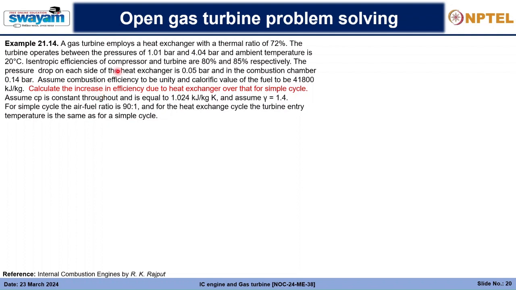So we assume the combustion efficiency to be unity and the calorific value of the fuel to be 41,800 kilojoule per kg. We need to calculate the increase in the efficiency due to the heat exchanger over that for the simple cycle. The value of Cp is constant throughout and is equal to 1.024 kilojoule per kg Kelvin, and assume gamma to be 1.4. For the simple cycle, the air fuel ratio is 90 to 1, and for the heat exchange cycle, the turbine entry temperature is the same as that for the simple cycle. So we need to calculate the increase in the efficiency due to the heat exchanger over a simple cycle.